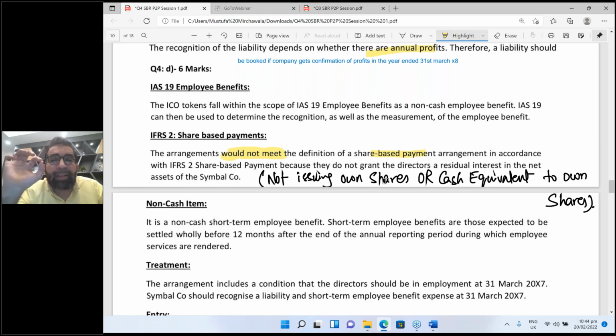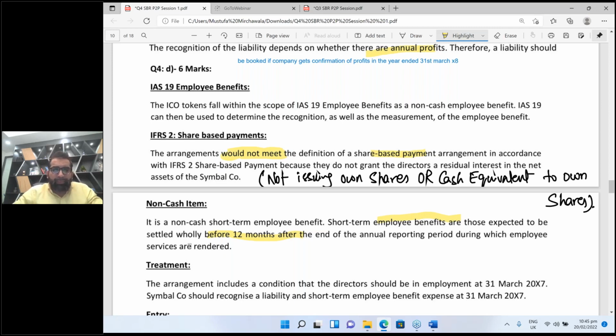See the explanation: we are not issuing our own shares, and we are not issuing cash equivalent to the share price of our shares. So this is not at all in the scope of IFRS 2. Now, it is a non-cash short-term employee benefit. Why short-term? Short-term employee benefits are those expected to settle wholly before 12 months after the end of the annual reporting period during which employee services are rendered.